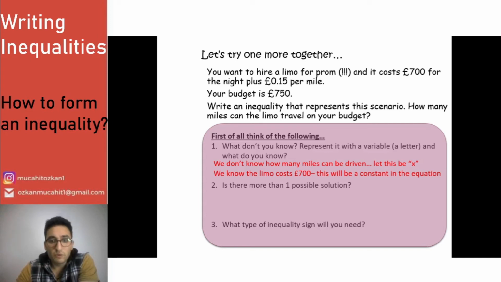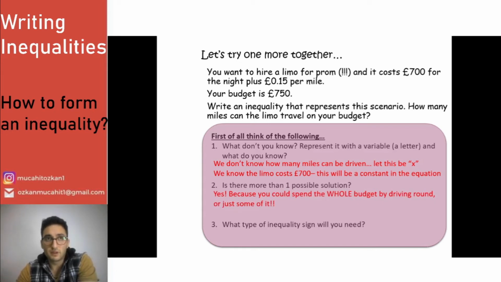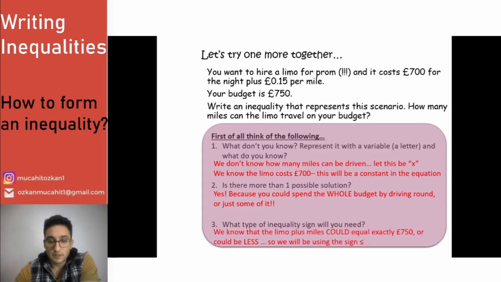Is there more than one possible solution? Yes. So I can drive maybe 1 mile, 2 miles, 3 miles, I don't know. And the last one, what type of inequality sign am I going to use again? So I'm thinking I have 750 pounds. This is the highest amount of money that I can spend. I can spend all of my money, or I can spend less than that amount of money. That's why again I will use the same sign, the less than or equal to sign.